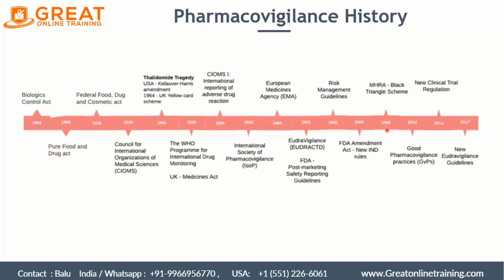which was initiated in 2009. And then in 2012, the EMA provided the good pharmacovigilance practices, which replaced the Volume 9A guidelines. And then in 2014, the new clinical trial regulations were initiated, and in 2017, the new EudraVigilance guidelines were provided by the European Medicines Agency. So this is how the current guidelines on pharmacovigilance have evolved over time.